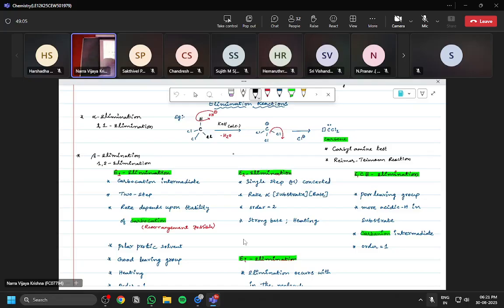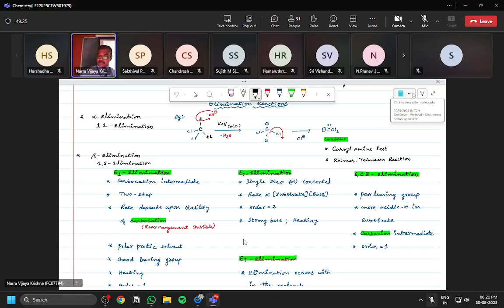Carbene is an intermediate in 2 named reactions. One is the carbylamine test. The second one is the Reimer-Tiemann reaction. Right? Two important reactions. In both cases, carbene is the intermediate. One we have already seen, the carbylamine test. What is that carbylamine test?